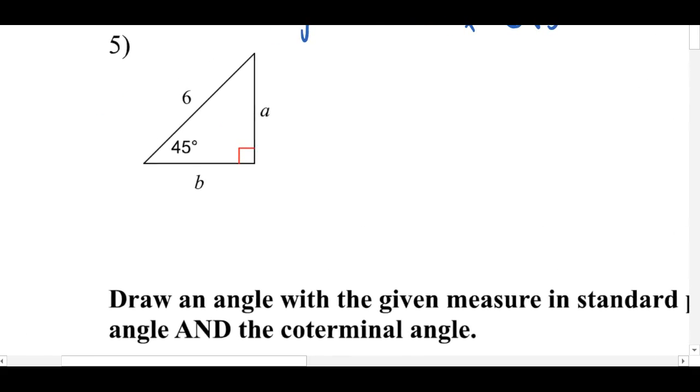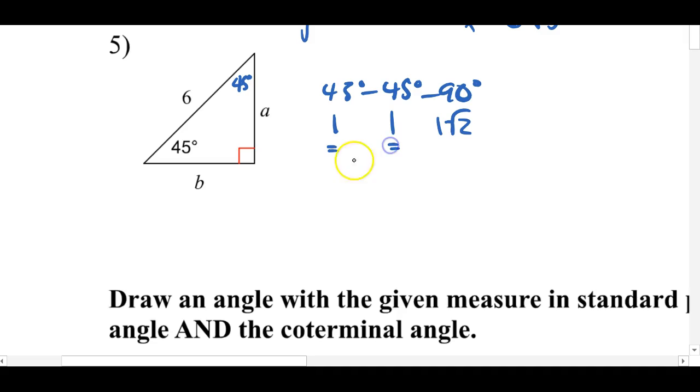Okay, so now, here for number 5. Number 5, you want to set up the ratio again, except this time you have a 45, 45, 90 triangle. And now the ratio here is 1 for the 45 degree angles, and then 1 rad 2 for the 90 degree angle. Set up your ratio, plug in the sides that you know, and you know that these sides are A and B, and then this one is 6.